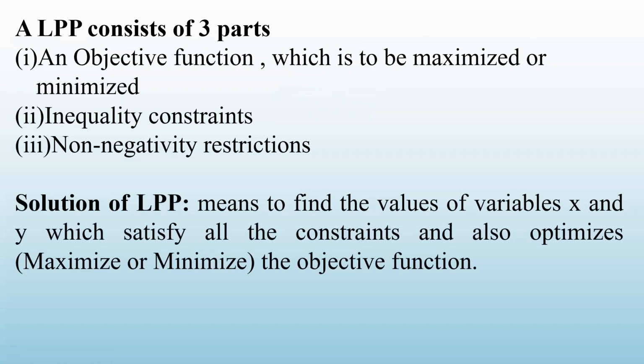So just recollect once again, what is a linear programming problem? It is the problem of maximizing or minimizing an objective function. Basically, a linear programming problem contains three parts. The first part is called an objective function, which is to be maximized or minimized. There is a common name for maximize and minimize, which is called optimize. The second part is inequality constraints, and the third part is non-negative restrictions.